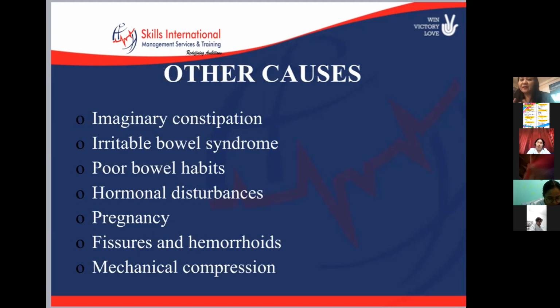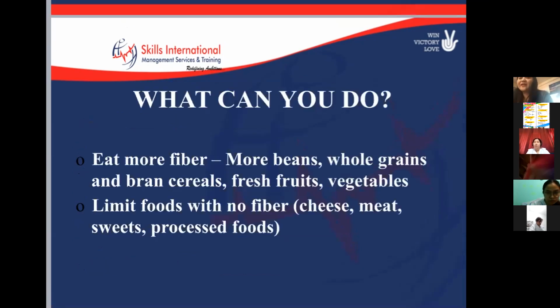And also sometimes hormonal disturbances. Also pregnancy. Pregnant women, they always have constipation also. Fissures or hemorrhoids, if there is some tearing or any problem in the anus also. If there is a mechanical compression also. These are some causes of constipation. Now, what can you do?